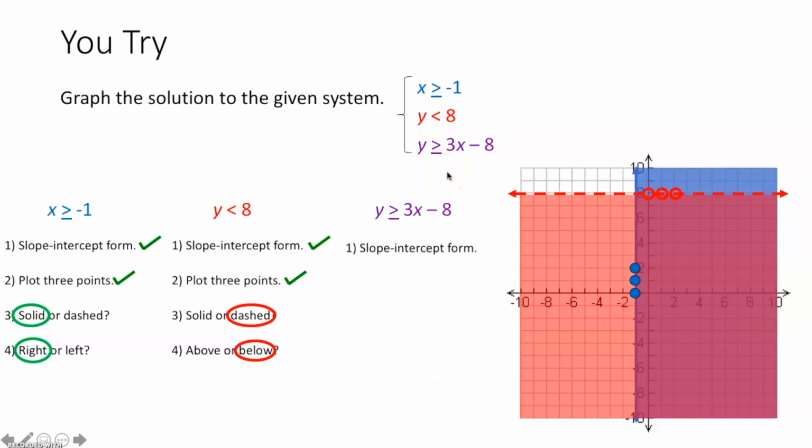So let's do that. Is this in slope-intercept form? Y equals mx plus b. Yes, it's in slope-intercept form. Next, can we plot 3 points? Yeah, we'll start with our y-intercept, which in this case is -8. So we go down to 0, -8. And since we have an equal sign here, we're going to put a closed circle at 0, -8.